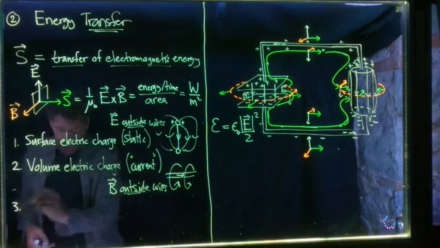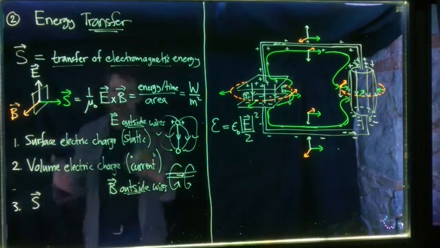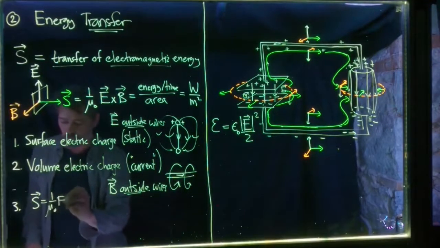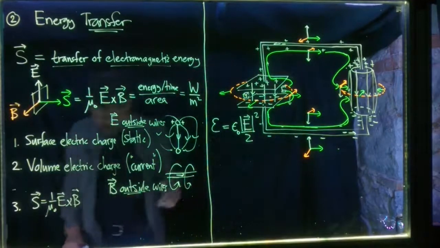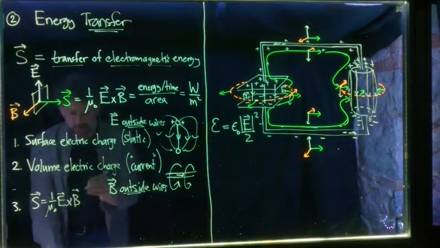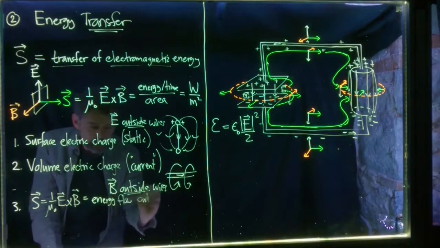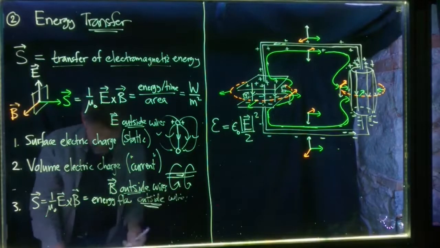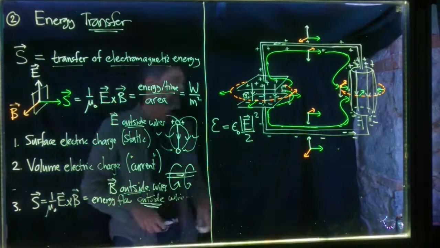So third point here is that we work out, well, what is the intensity of the flow of electromagnetic energy. Well, we work that out, so that's 1 over mu naught E cross B. And if we work it out everywhere around this wire, we see that this is electromagnetic energy flow outside the wires. Okay, great.